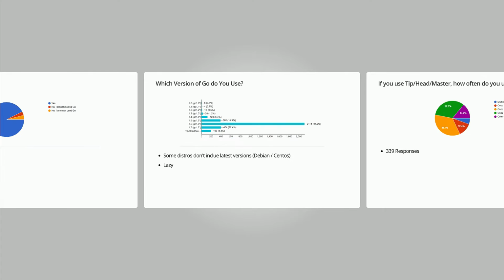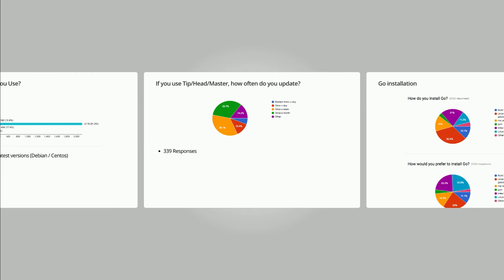Most of the people obviously used Go. Most people seem to upgrade and move along to current versions pretty quickly. So I guess we're the Apple of programming languages. People who use tip or head seem to update every week or month or so, at the very least.